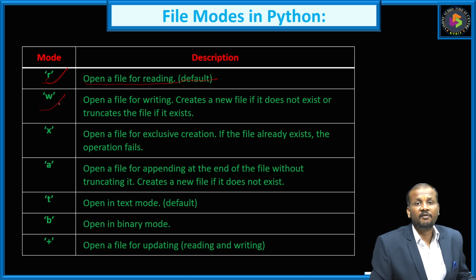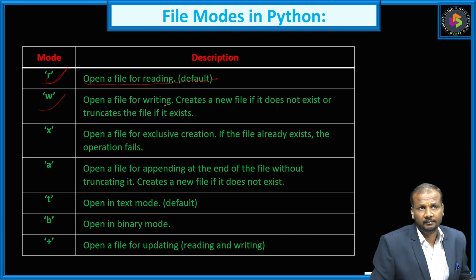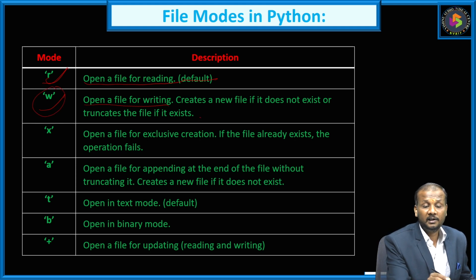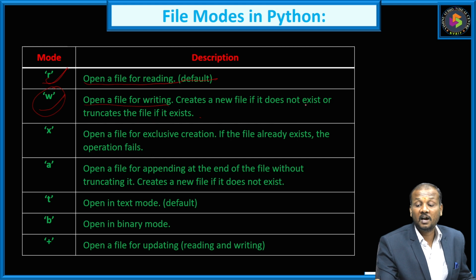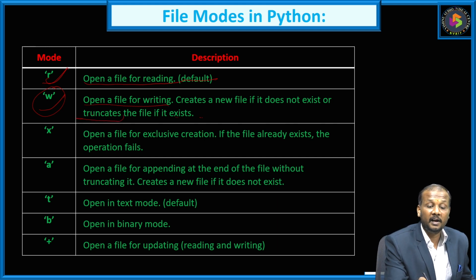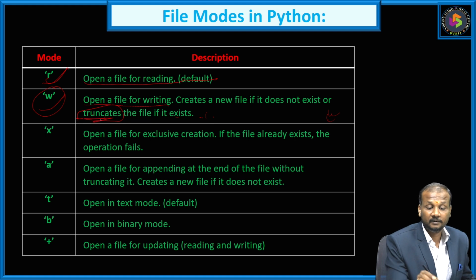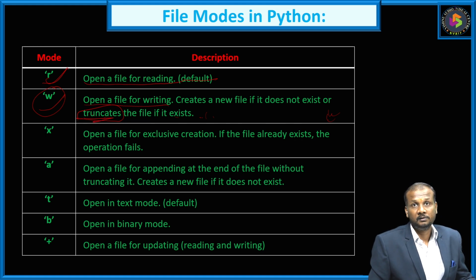Next mode is W, which means a write operation. Open a file for writing. Create a new file if it does not exist, or truncate the file if it exists. It writes, but creates a new file if it does not exist, or truncates the file if it exists. Truncate means erase the data. If the file has data, truncate erases it. This is the write operation. How many modes are completed? Two modes: one is read, one is write.